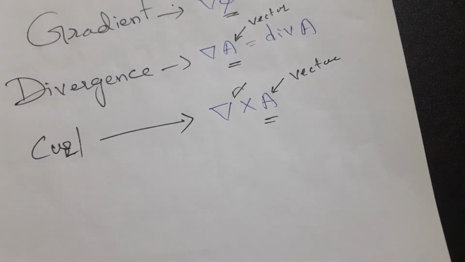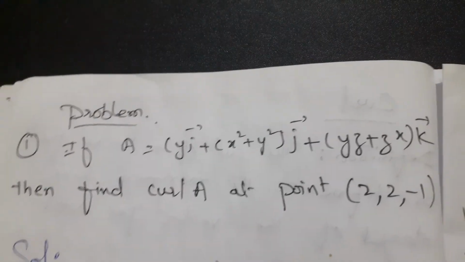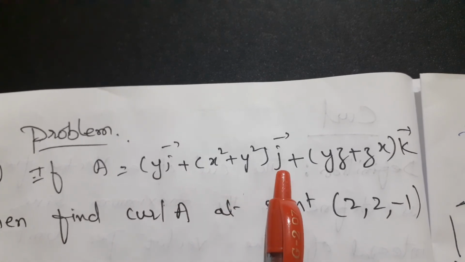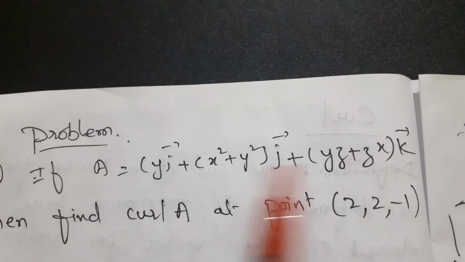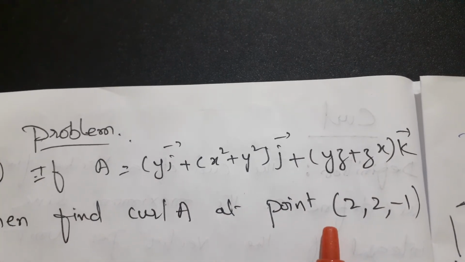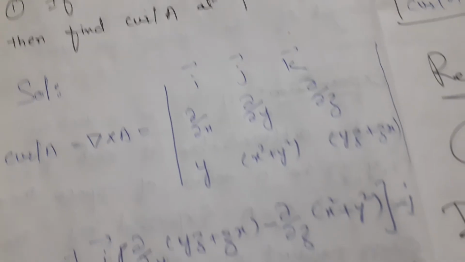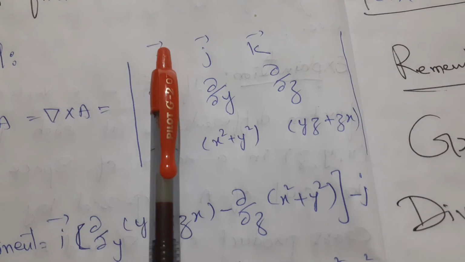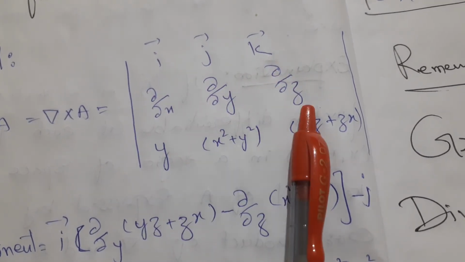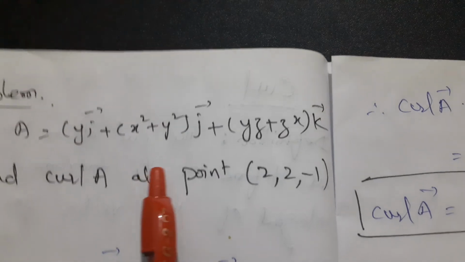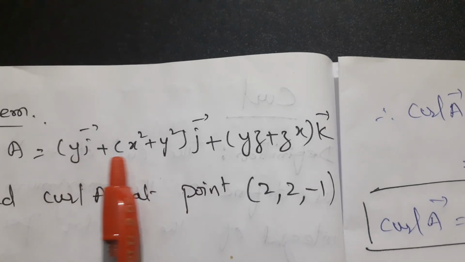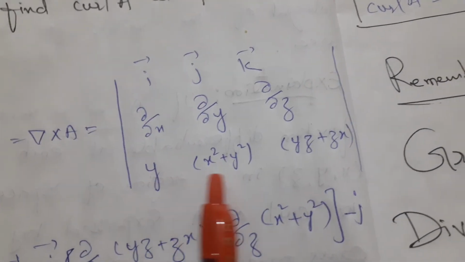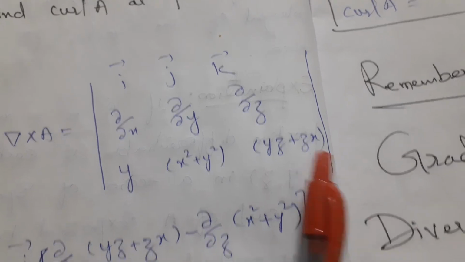So there is one problem based upon this. Here, if A is equal to yi plus x square y square j plus yz plus zx k, then find the curl A at the point (2, 2, minus 1). Curl means del cross A, which can be written as the determinant with i, j, k; ∂/∂x, ∂/∂y, ∂/∂z; and the A values already given: y, x square y square, yz plus zx.